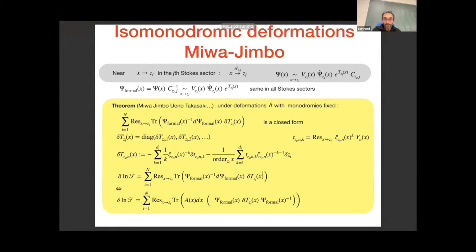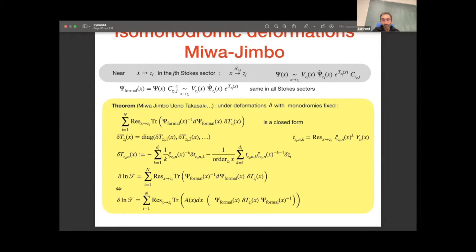Let me recast it in a slightly different way. Let us use that dψ was equal to Aψ, and use the cyclicity of a trace to put the A on the left, and then on the right we have ψ formal δt ψ inverse. So you will see in all the next slides that this kind of thing, ψ something ψ inverse, will appear all over the place. So we shall study it in more detail now.